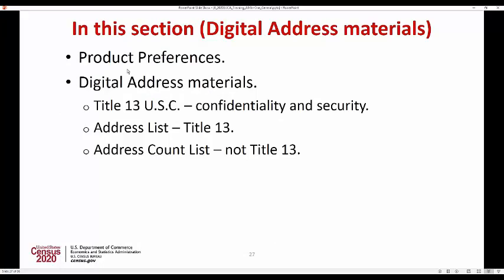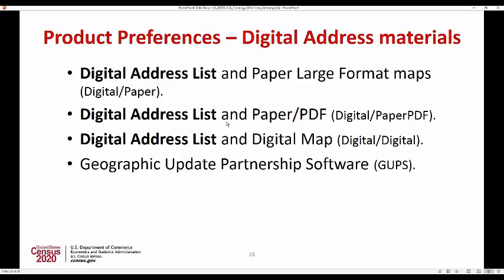And then product preferences. This section identifies the specific product preference choices that are eligible to receive digital address materials. So you have a digital address list, and a paper, and we'll go through this GUPS shortly.